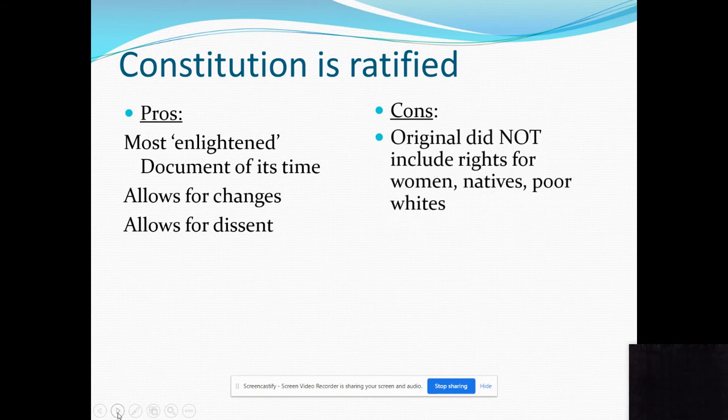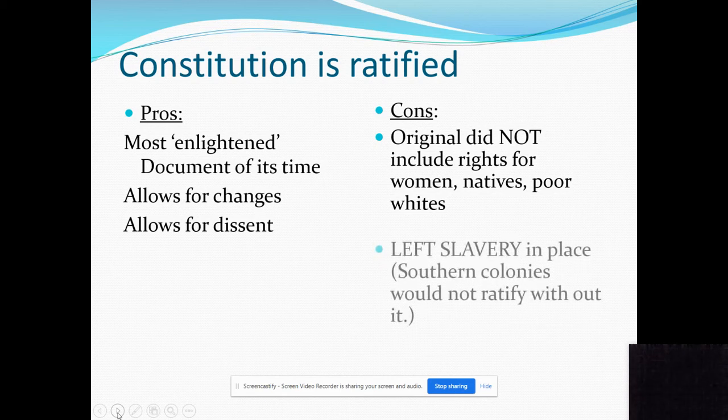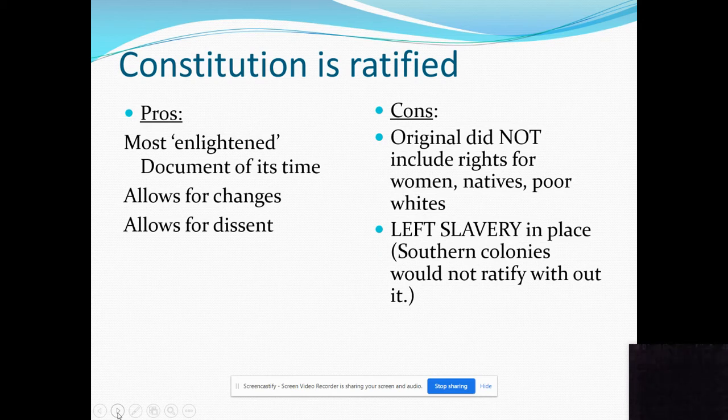Bad side, the cons. The original did not include rights for women, natives, poor whites that didn't own property. And of course, there's one huge group of people that they leave out, and that is slaves. The Constitutional Convention, they debated getting rid of slavery, and they decided they wouldn't. In order for the southern colonies, which were heavily dependent on slavery by then, to ratify the Constitution, they left slavery in place. They allowed it.